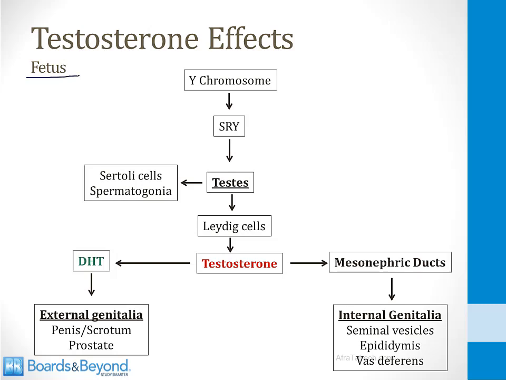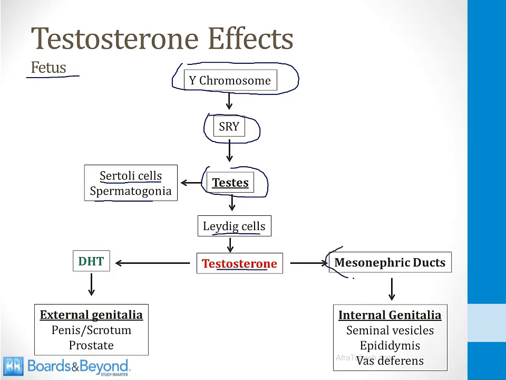fetus, and this will be important in the next few slides when we talk about abnormalities of sexual development in the male. So everything begins with the Y chromosome, which contains the SRY gene. That leads to development of the testes, which includes the Sertoli cells, which support sperm production. We'll talk more about that in a little bit. And also the Leydig cells, which make testosterone. Testosterone triggers the mesonephric ducts to develop into the internal male genitalia. Testosterone is also converted into DHT, and this leads to normal development of the external male genitalia.